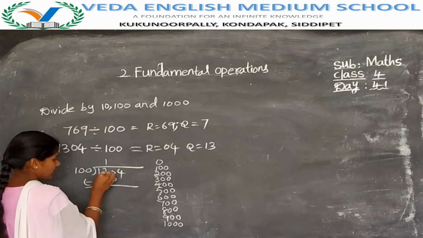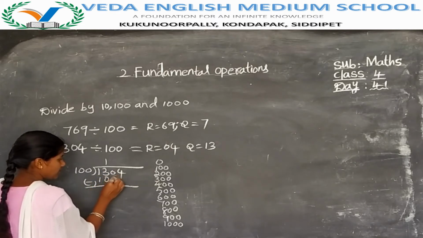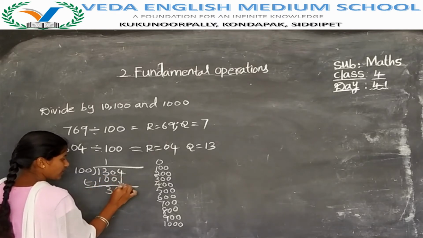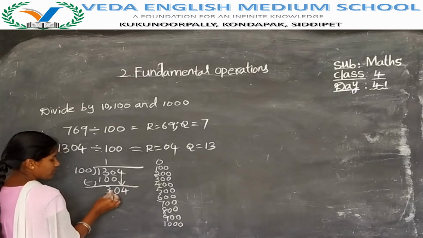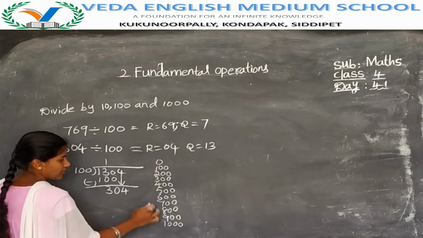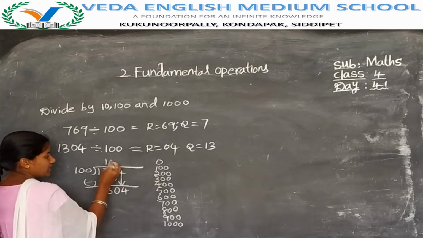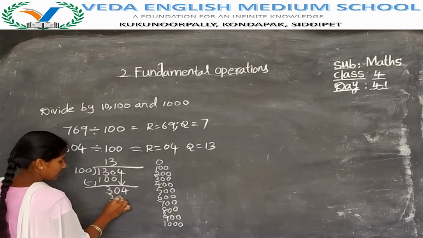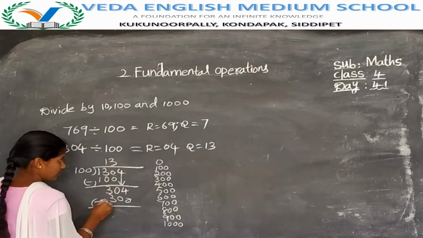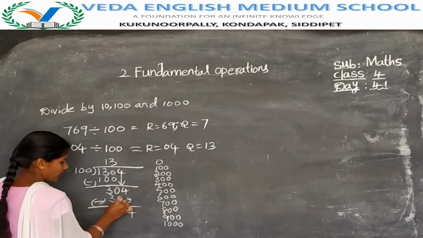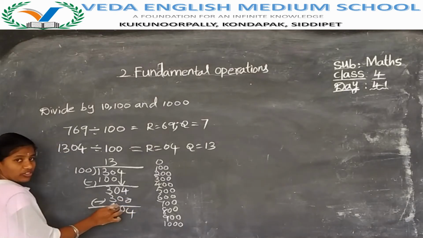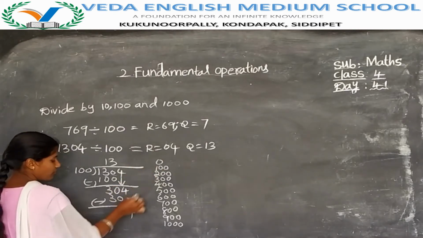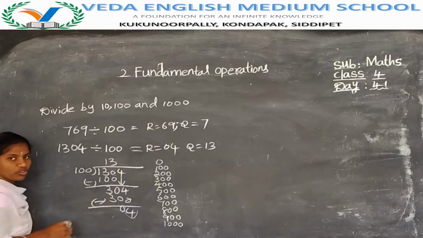Now subtract. 0 minus 0 is 0, 3 minus 1 is 2... Now bring down the 4. Now it becomes 304. 300 is there, so we take 100 3s are 300. 4 minus 0 is 4, 0 minus 0 is 0. Here we got the 0 on the left side, so no need to write. Only 4, or 04 also, no problem.